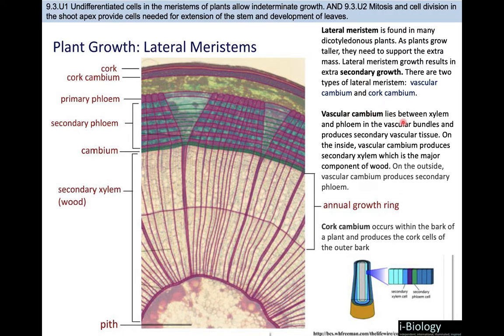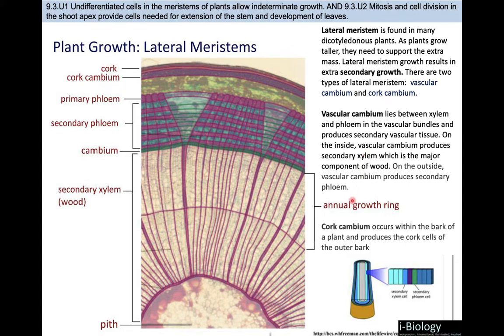So the vascular cambium lies between the xylem and the phloem, and these differentiated cells are going to eventually become new vascular tissue. So as it starts to grow in thickness, you want to make sure that there is vascular tissue to be able to transport water and nutrients. So the vascular cambium is going to allow it to create more xylem and phloem so that it can transport these nutrients.